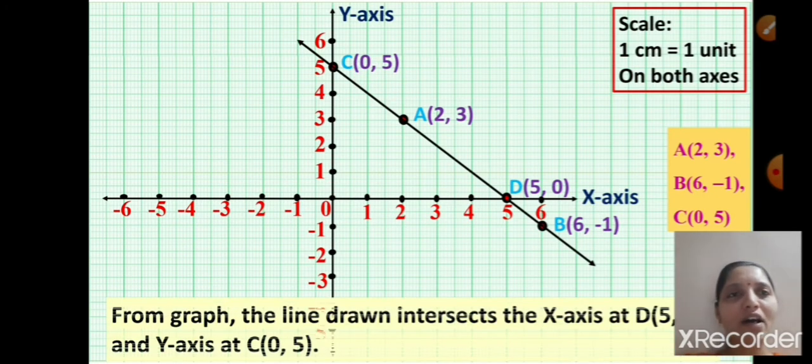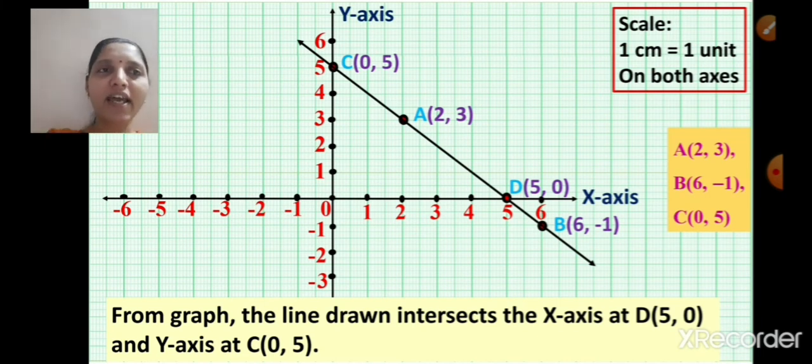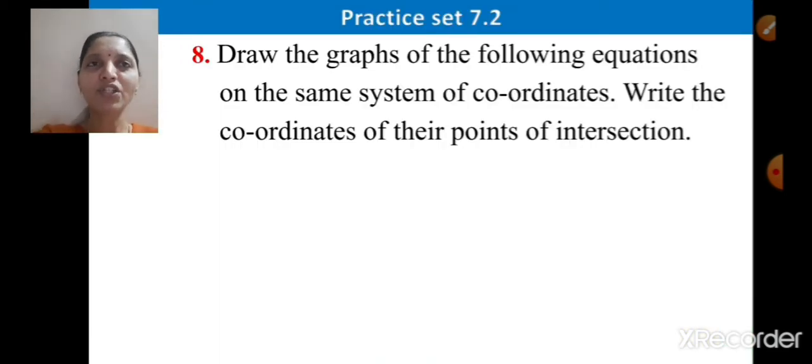So let's write down from the graph, the line drawn intersects the x-axis at D, which has coordinates 5 comma 0, and the y-axis at C, which has coordinates 0 comma 5. So this was your final answer. So I hope you all have understood this. Now let's move on to the next question.